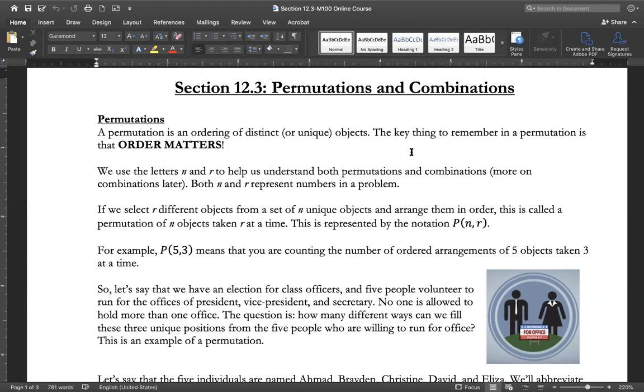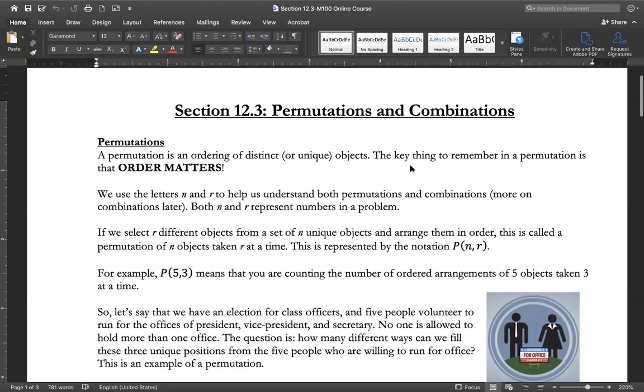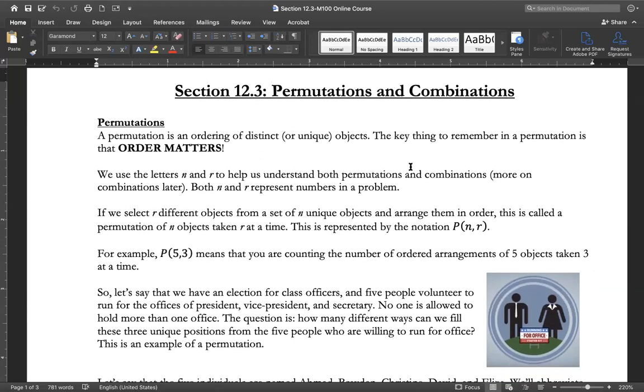We're going to be using that a little bit in section 12.3 as we begin talking about permutations and combinations. So I'm going to go ahead and reference that document that I've posted in the notes yesterday. And we're going to start by talking about permutations. Now, many of you may not have heard the term permutations before. Combinations is something much more commonly known.